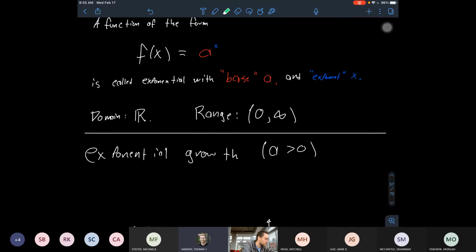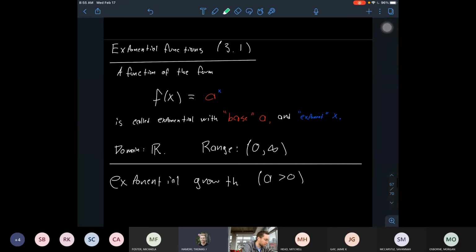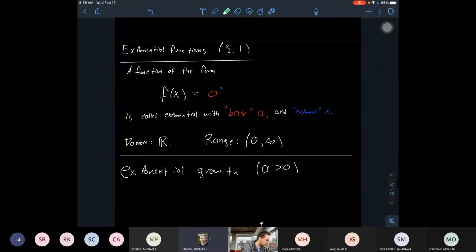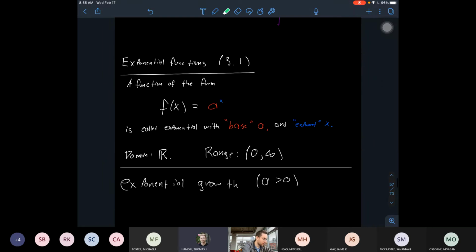Okay. So we're going to move on now to a new chapter. We're going to talk about something completely different. Let me start by laying the groundwork for what we are going to talk about. We're going to talk about functions which we call exponential. You have probably seen an exponential function at some point in your life, but let me remind you what they look like and why we call them exponential functions.